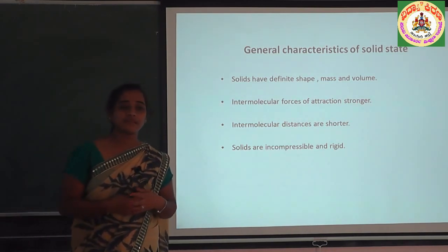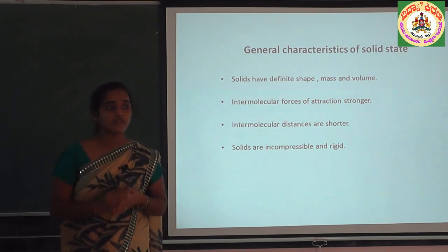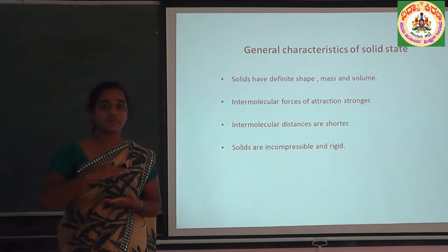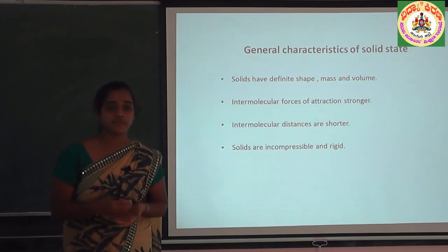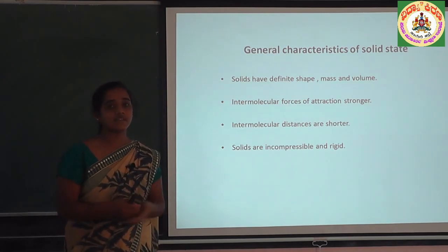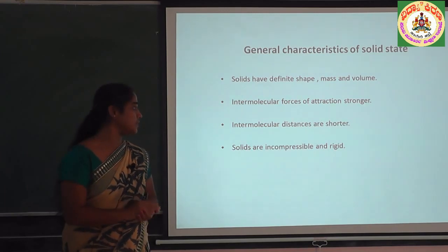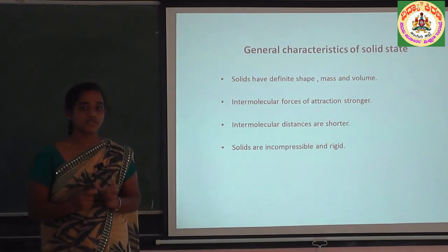What do you mean by compressibility? If we take the example of a sponge, we can compress the sponge, but solids we cannot compress. The chair and the table are examples of solids. We cannot compress solids and they are rigid in nature, meaning they have fixed positions.